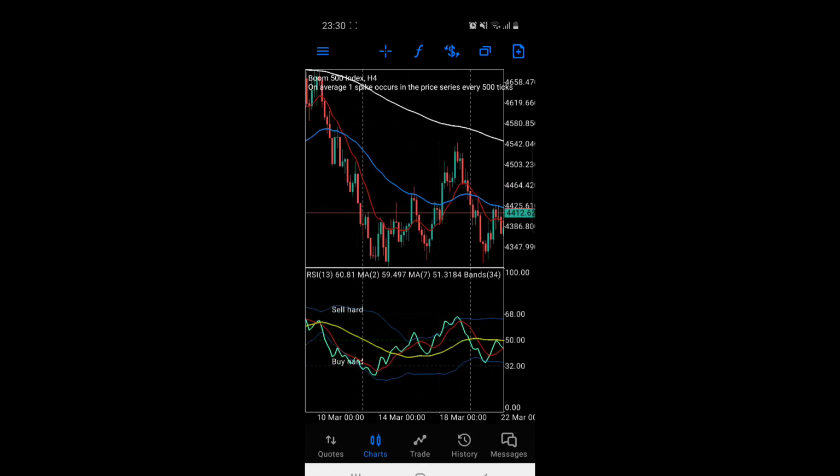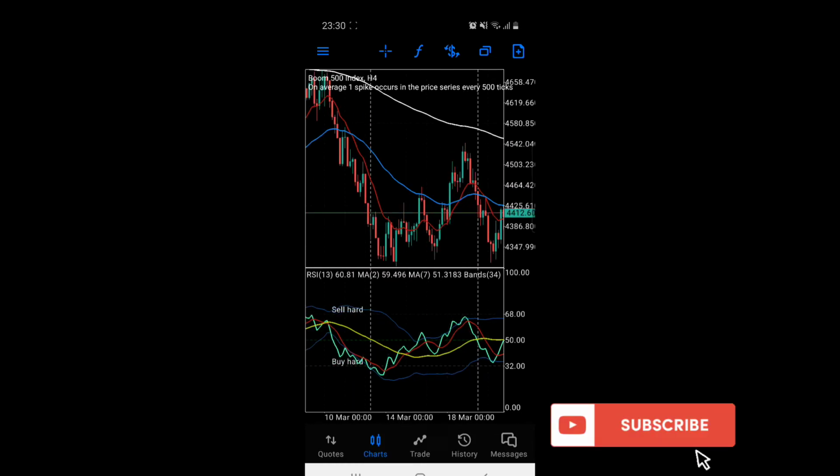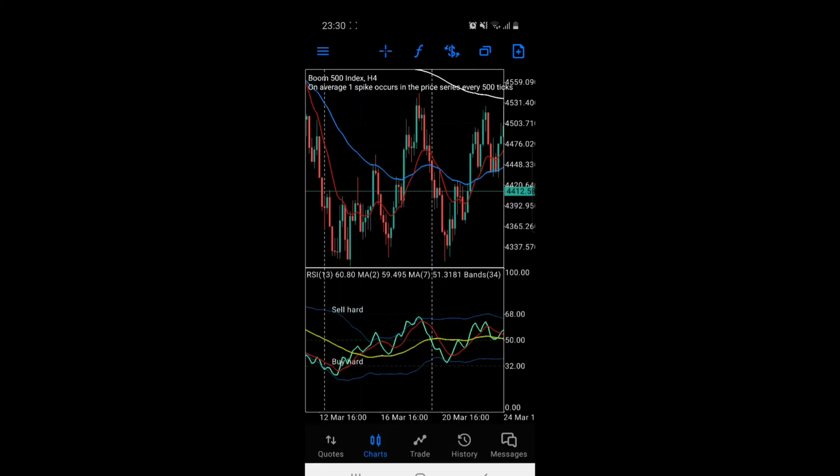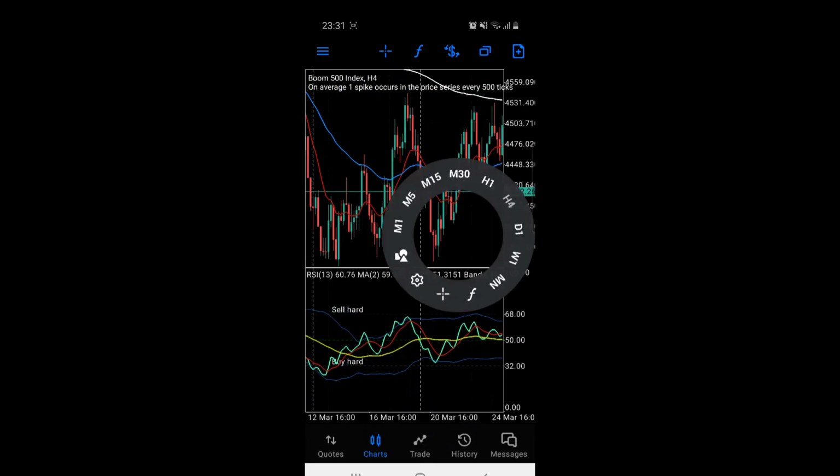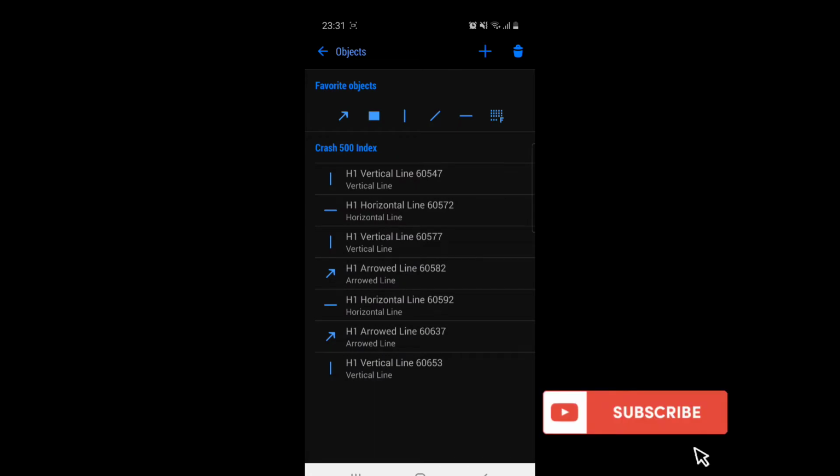So here I've opened a Boom 500 H4 time frame. As you can see on this time frame, if I highlight here, price was in a downtrend. And then the price gave a nice W and a break of structure. Remember, if you are using an order block pattern, you have to wait for a return to the order block for nice and good entries. So what were you supposed to do?